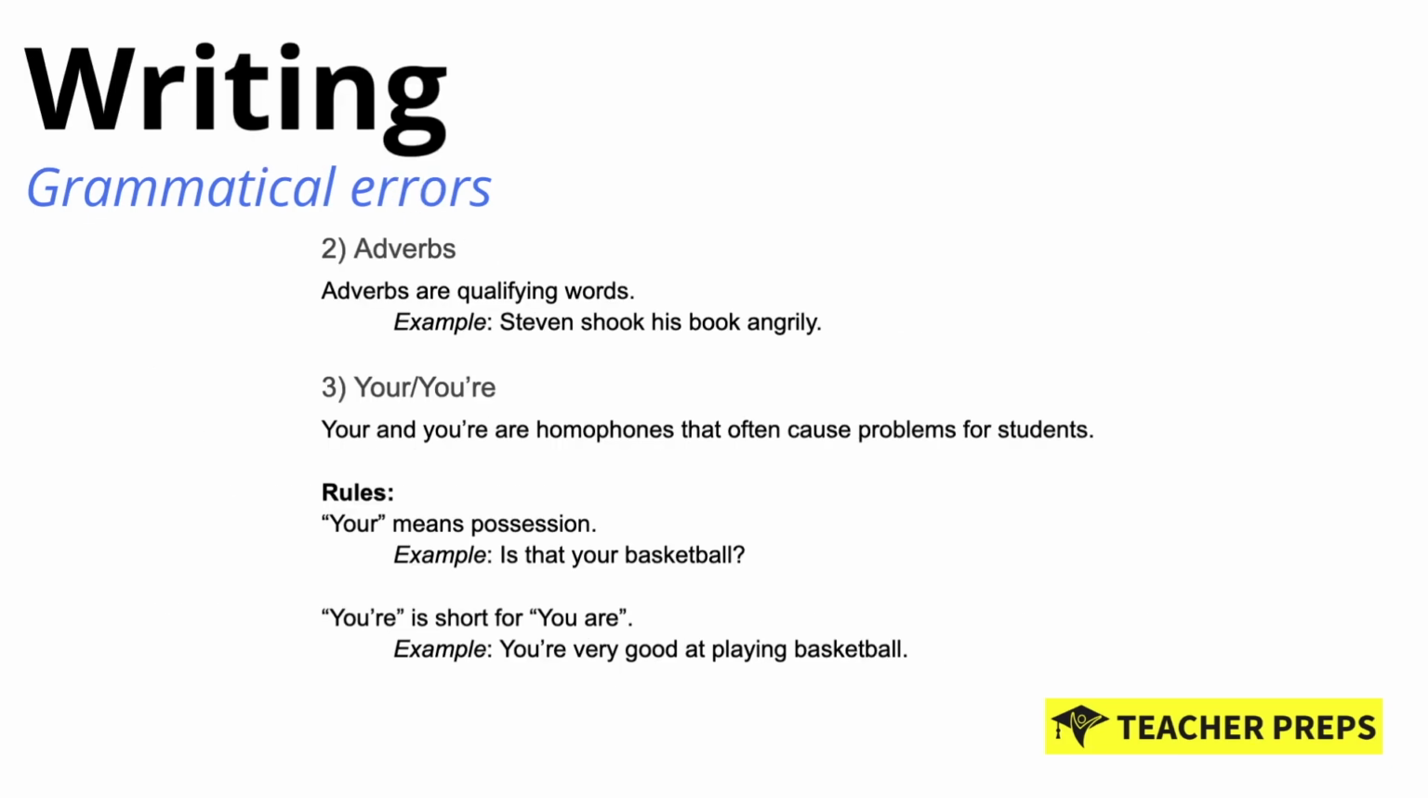Now we have our writing grammatical errors. First are adverbs. Adverbs are qualifying verbs, and the example we have here is Stephen shook his book angrily. Next, your versus you're. Your and you're are homophones that often cause problems for students. Rules here, your means possession, Y-O-U-R. Now the example is this your basketball? Versus you're, Y-O-U apostrophe R-E, is short for you are. And the example is you're very good at playing basketball. And the rule, of course, is if you can put in you are as opposed to your, then it works.